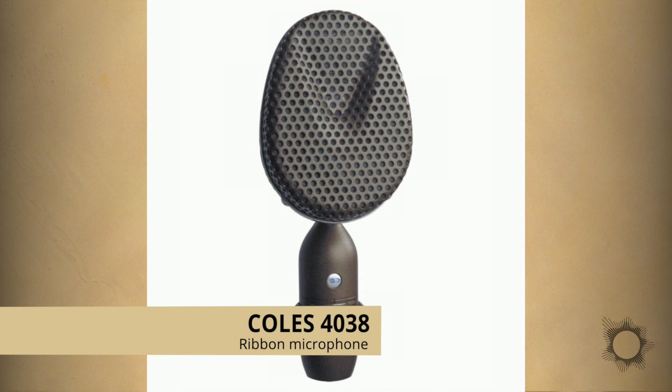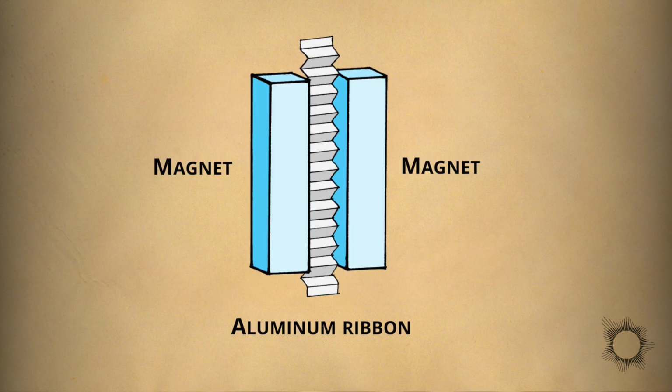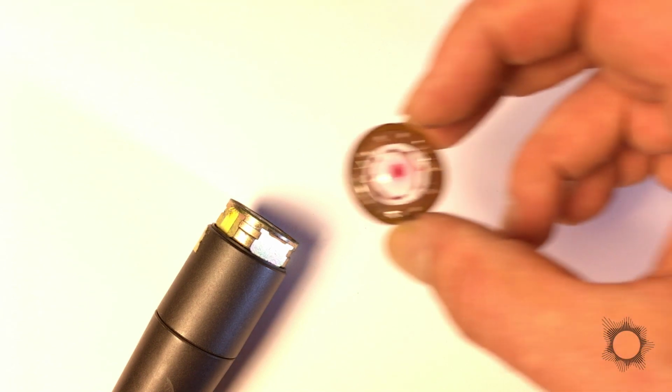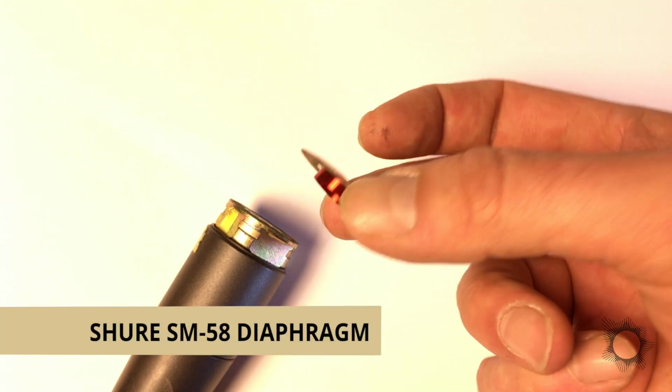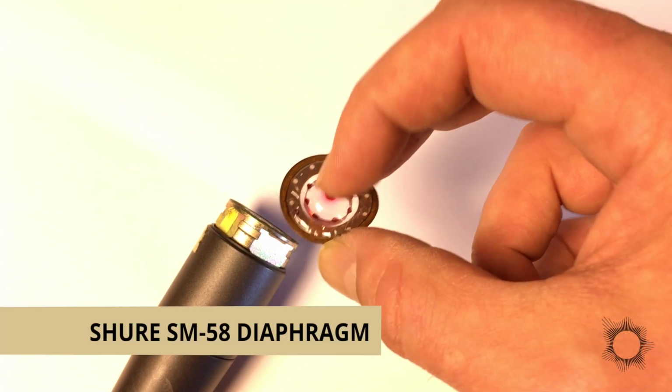Ribbons have a different design to dynamics and condensers in that they have a thin strip of corrugated aluminum foil to pick up sound rather than a diaphragm. A diaphragm is a thin membrane that vibrates with sound, much like a drum skin.